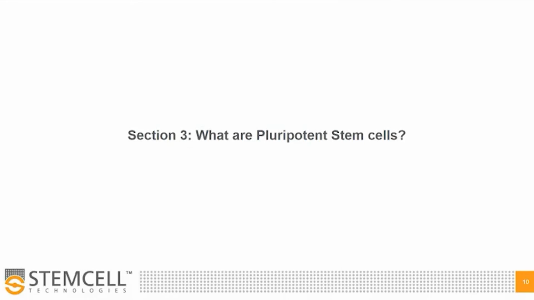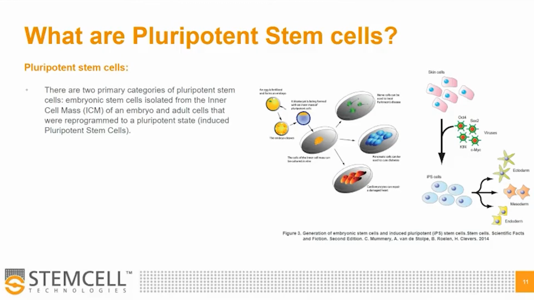Section 3. What are pluripotent stem cells? As discussed in former slides, pluripotent stem cells can differentiate or specialize into all cell types of the embryo and adult, including germ cells. However, they are unable to form non-embryonic structures. Pluripotent stem cells are capable of developing the three different germ layers: the ectoderm, the mesoderm, and the endoderm.